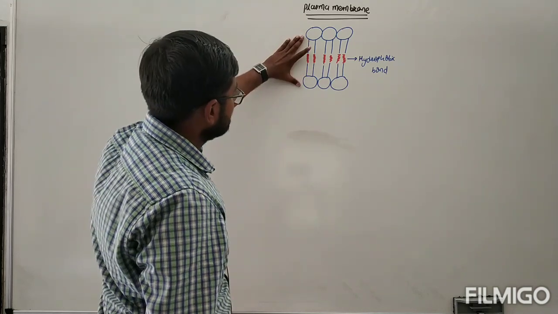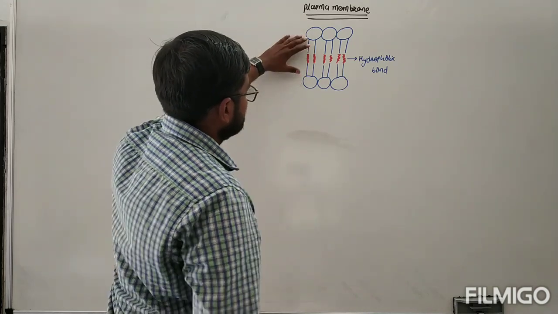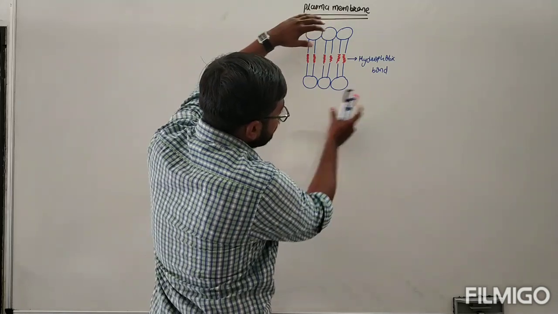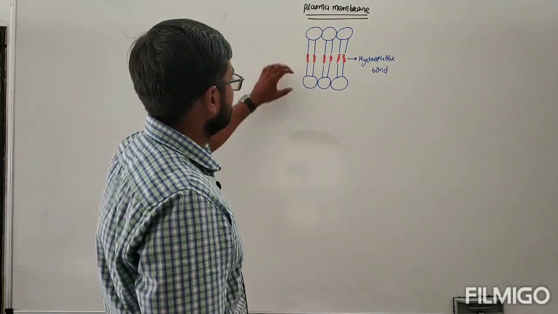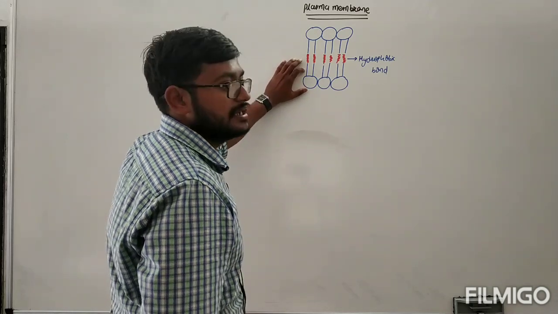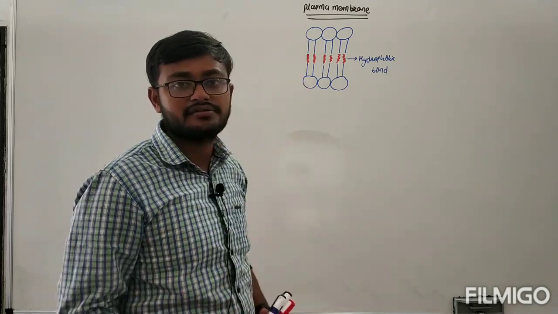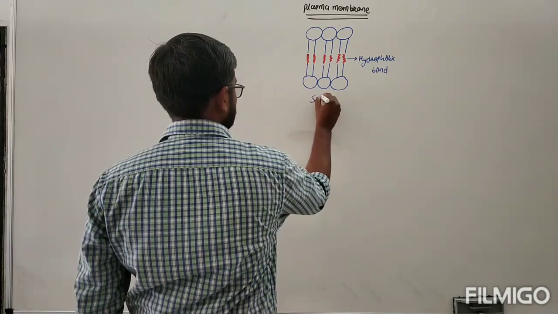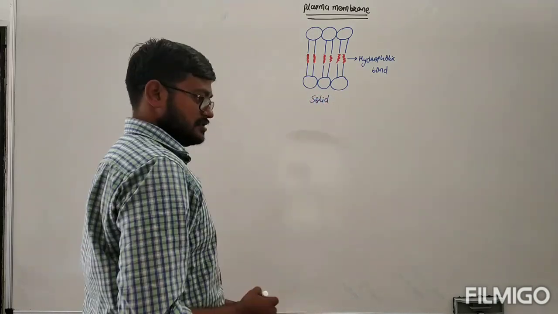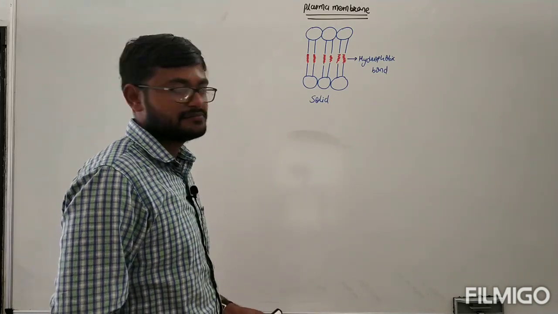The two layers which are formed over here are not easily able to move with respect to each other. As they are not able to move, it gives a solid state to the lipid molecule. So which state is it over here? This is the solid state.